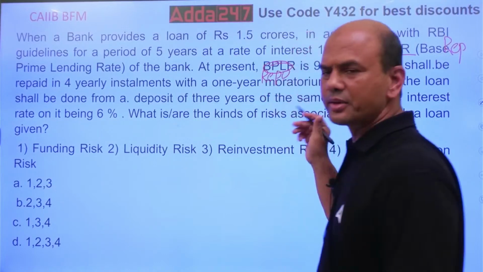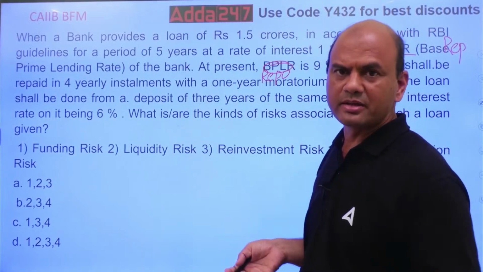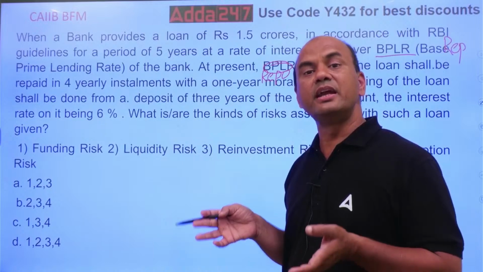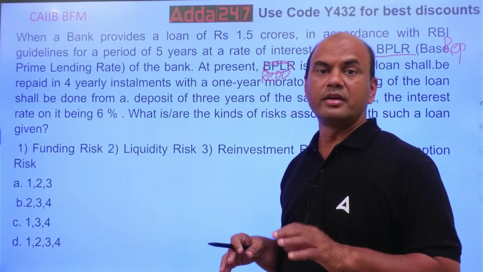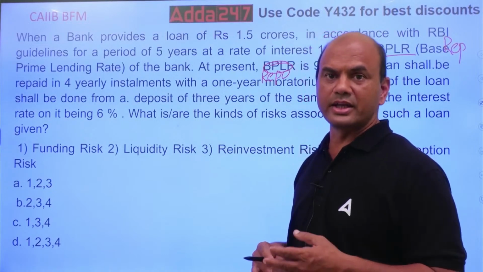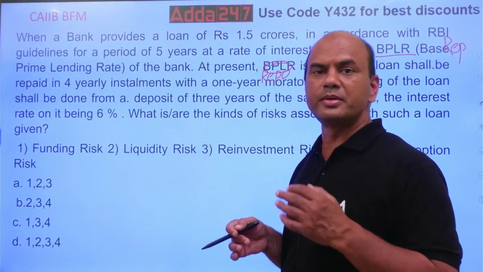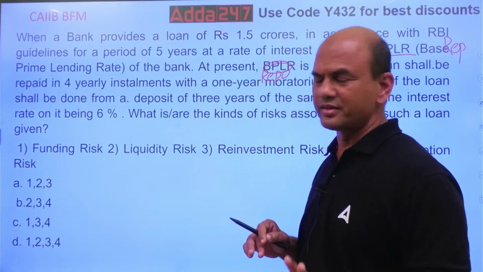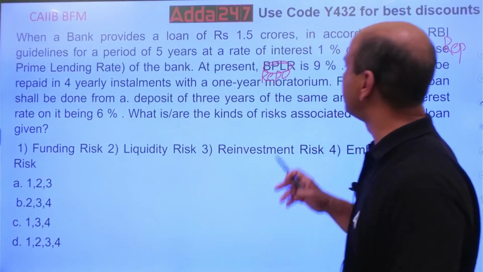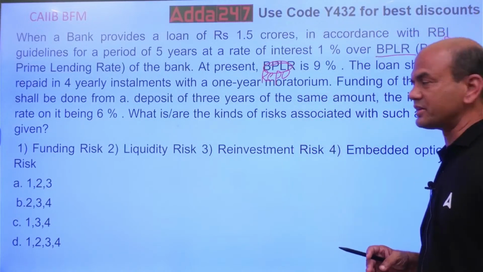Here, there are two types of rates. One is repo and second is MCLR. MCLR is an internal rate. This repo is external, we call it EBLR, external benchmark. MCLR is internal benchmark. You can call it anything. So at present, let's say the repo is at 9%.